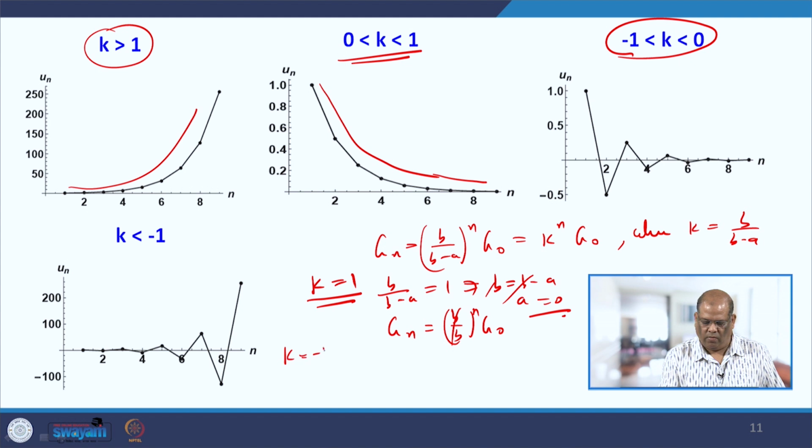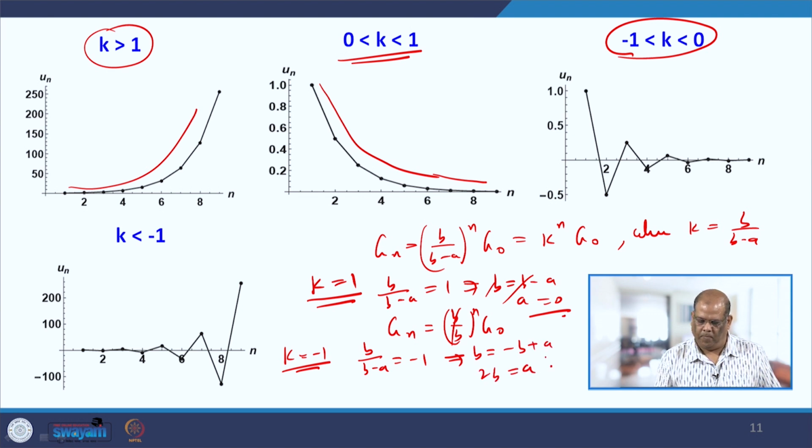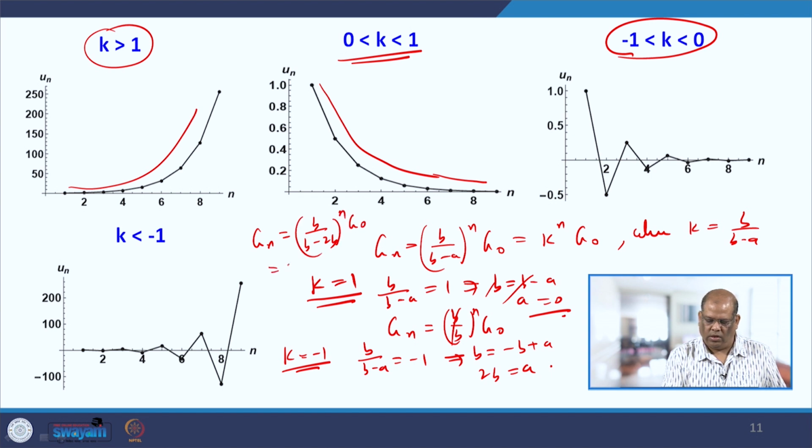And when your k is equal to -1, then b by b minus a equals -1. This will give b equals minus b plus a, or 2b is equal to a. So, if you substitute it here, a is 2b, so (b by b minus 2b) to the power n into G0. So, this gives (-1) to the power n G0. So, your Gn will alternately become minus G0 and plus G0 period after period. For n equal to 0, it will be G0, for n equal to 1, it will be minus G0. So, it will be a periodic kind of motion between minus G0 and plus G0.